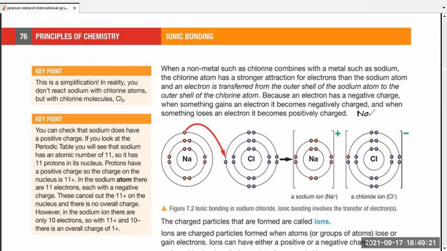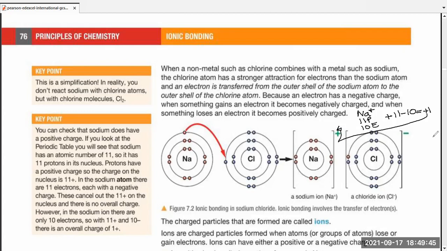In case of sodium ion, the protons are still 11, and the electrons are 10, not 11 anymore. The outermost electron has been lost to chlorine. So it's actually +11, but -10 in charges. Solving it mathematically would give us the answer +1, which is the same amount of charge we are showing over here.